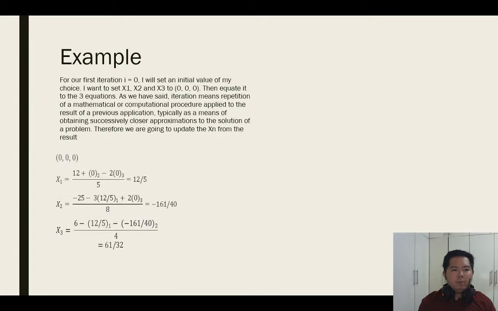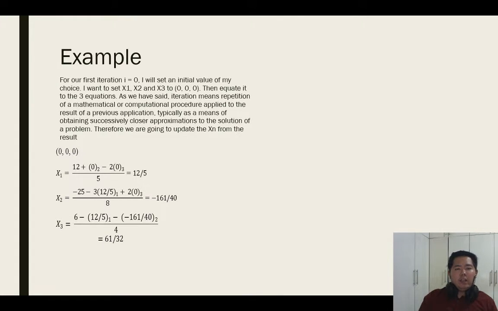For our first iteration, i equals 0, I will set an initial value of my choice. I want to set x1, x2, and x3 to 0, 0, 0, then plug them into the three equations. As we have said, iteration means the repetition of a mathematical or computational procedure applied to the result of the previous application. So in short, we are just going to update the xn from the result.